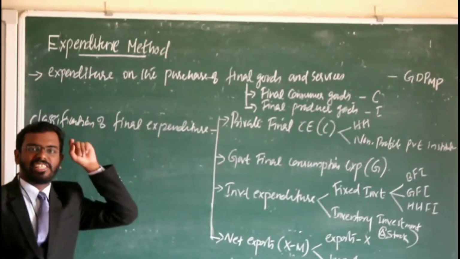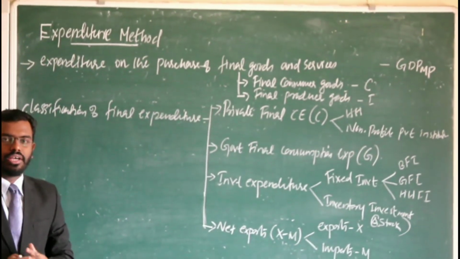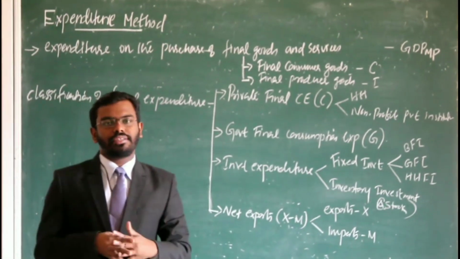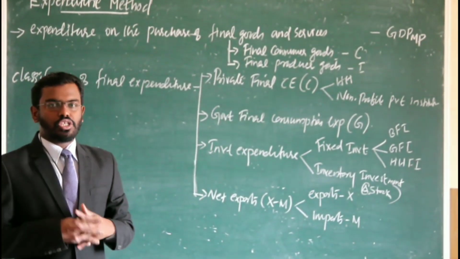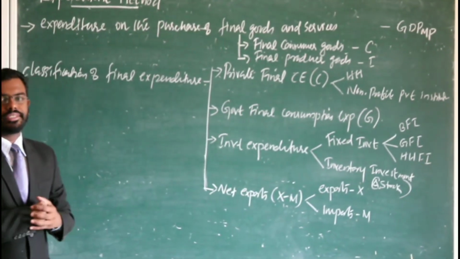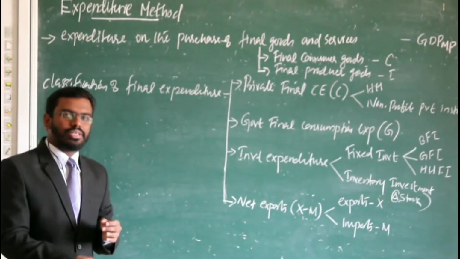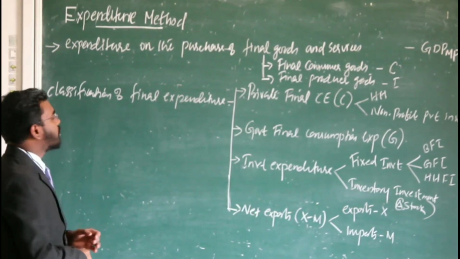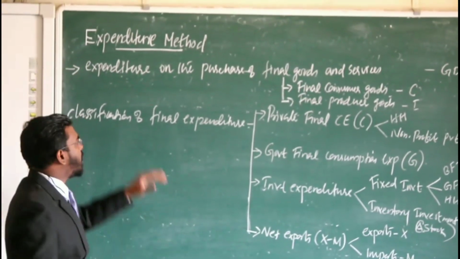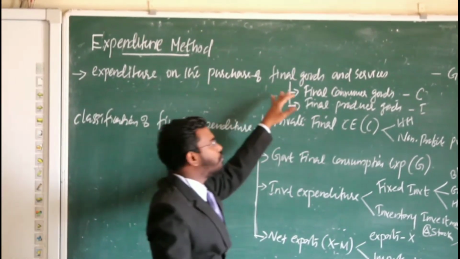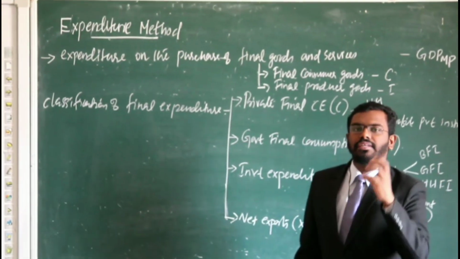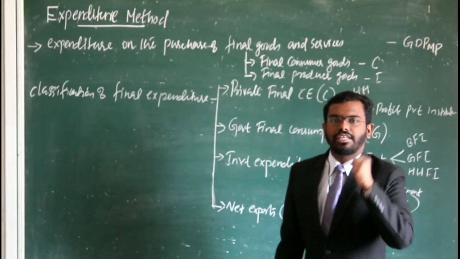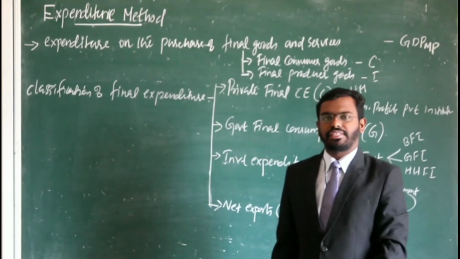What is the expenditure method? How can we calculate national income using the expenditure method? In the expenditure method, national income is estimated based on the expenditure on the purchase of final goods and services.